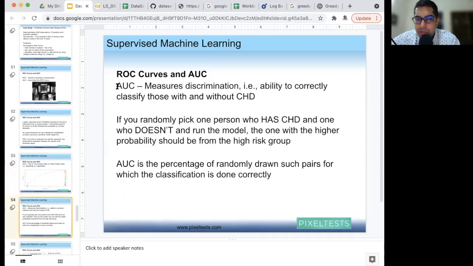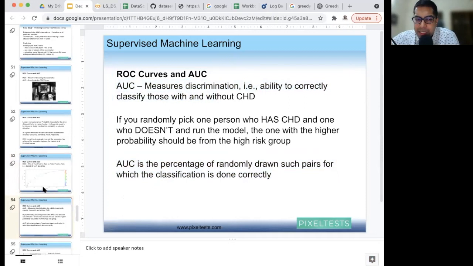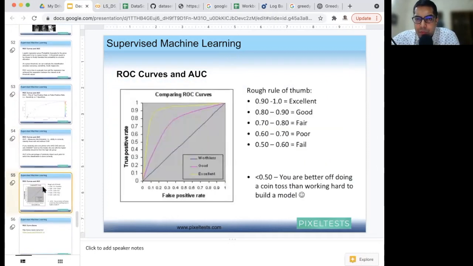So again, let's look at AUC. It measures discrimination. It's like accuracy, but also not, because it's the area under the curve, and it's also a percentage from 0 to 100. One way to interpret it is the percentage of randomly drawn pairs for which the classification is done correctly. There are a few more ways of comparing your ROC or AUC curves. This is unique to classification, not applicable to regression problems.